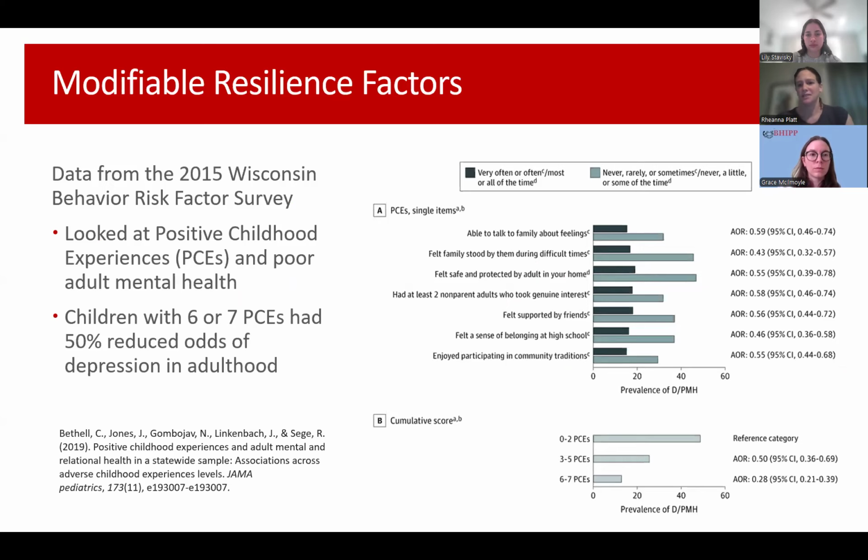Again, I think this is increasingly being recognized in terms of positive childhood experiences that we want to help families have, which can help with resilience in the context of trauma. So can we help families develop these experiences with kids? Being able to talk with their family about feelings, feeling protected by their families. And this really just looks at having had positive experiences and later odds of things like depression in adulthood, and really the importance of reinforcing these when we see kids.